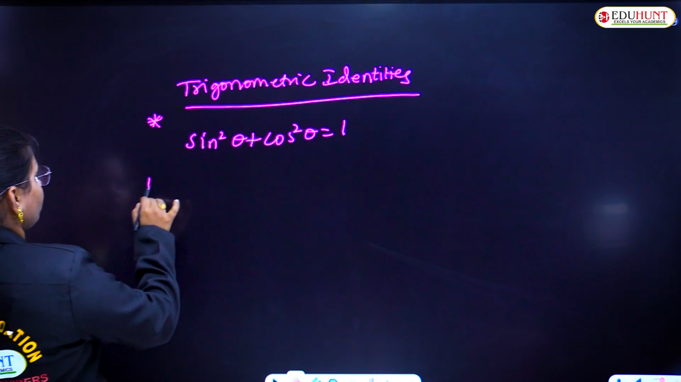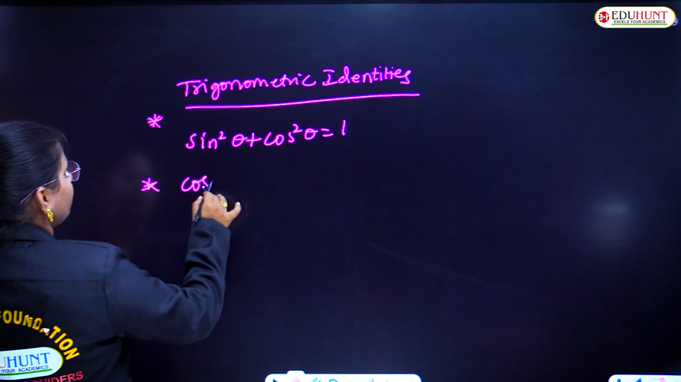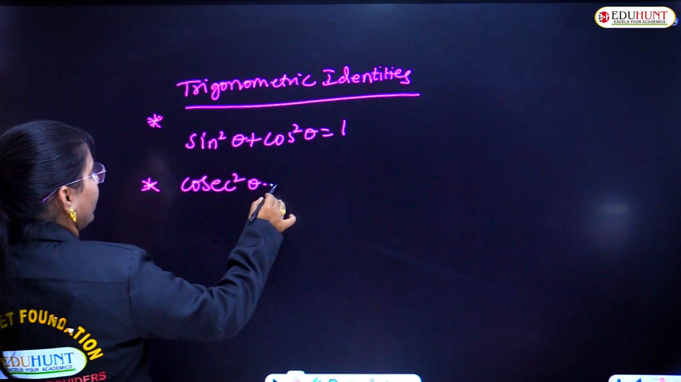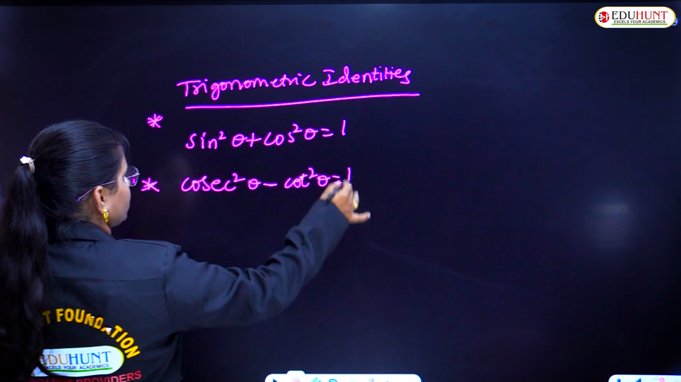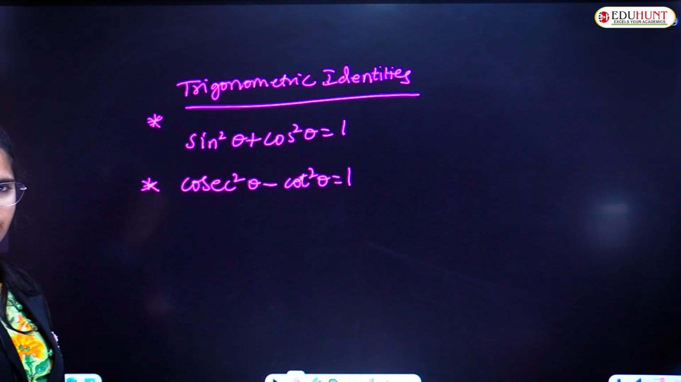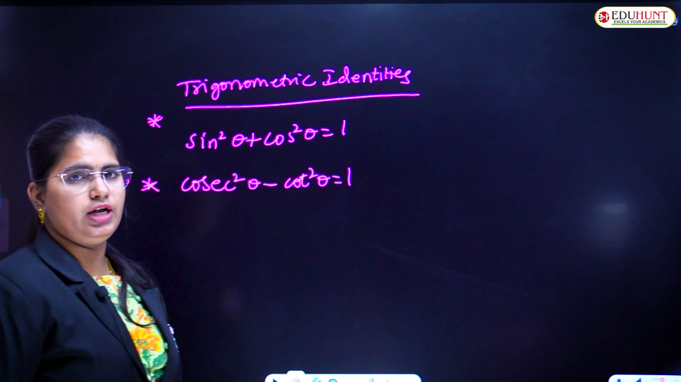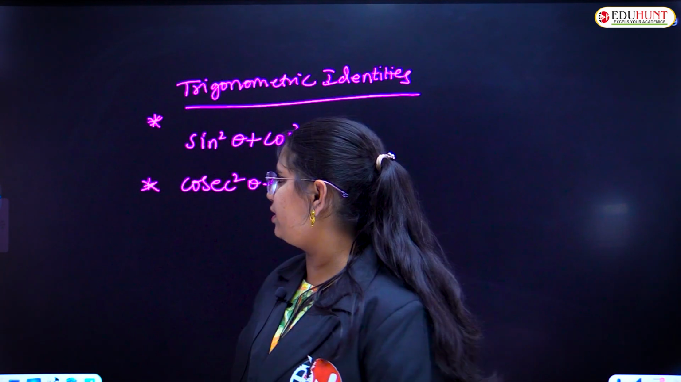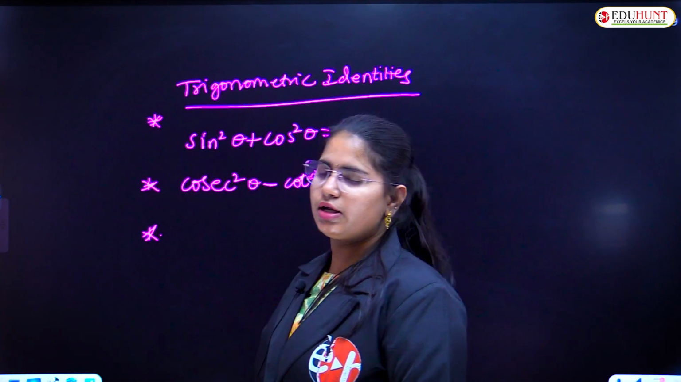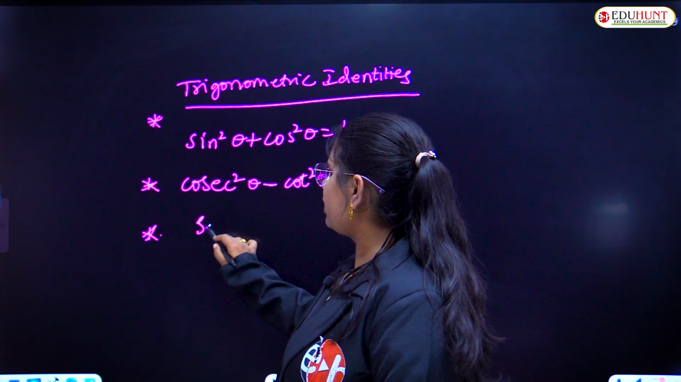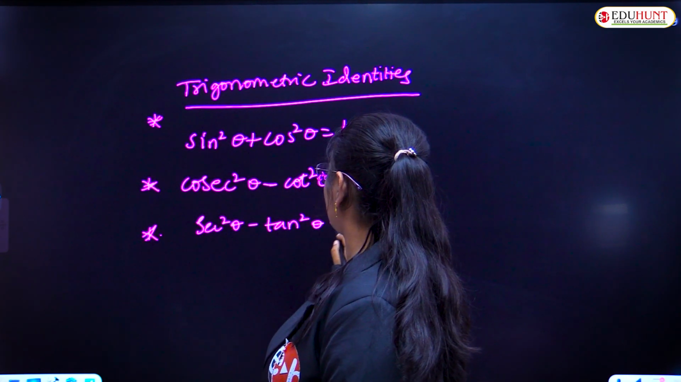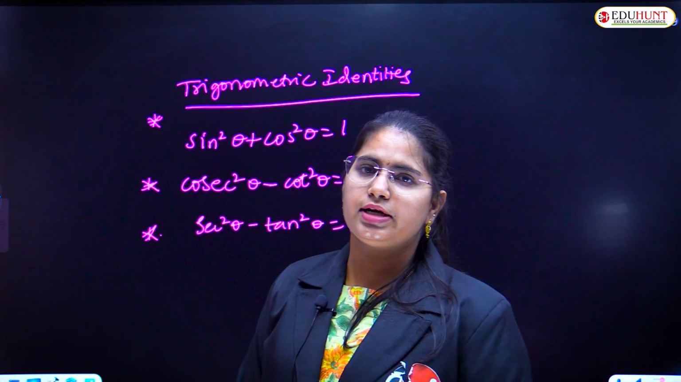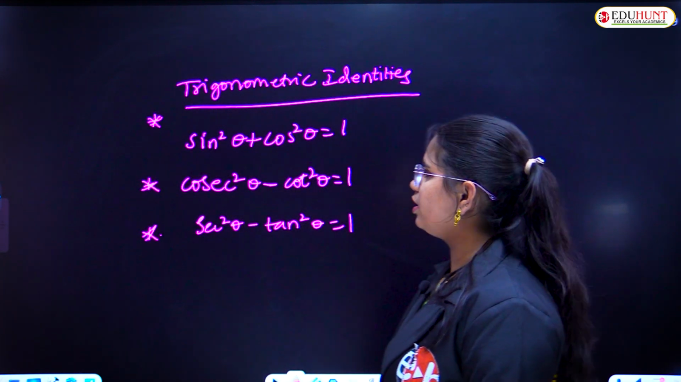Next one. What is the next trigonometric identity? Cosecant square theta minus cot square theta is also equal to 1. Okay, so we are left with the third trigonometric identity. What is the third trigonometric identity? Secant square theta minus tan square theta is equal to 1.